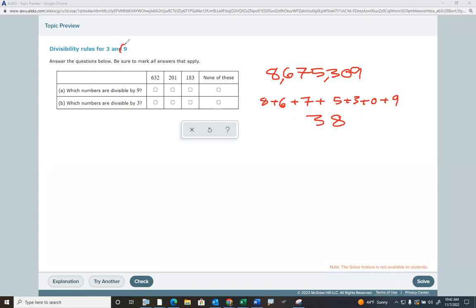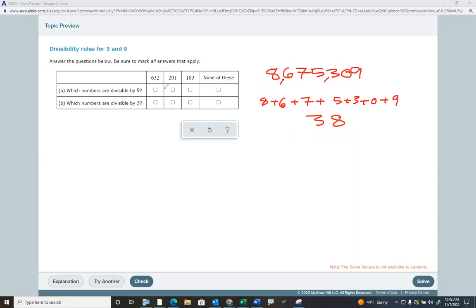Now for 9, you do just about the same thing. You add up all the digits, and then you look at the sum, and you say, does 9 divide into this? If not, then it doesn't divide into the original number, which is the case on this one. But if it had divided into it, then it would divide into the original number. So that's kind of the idea.